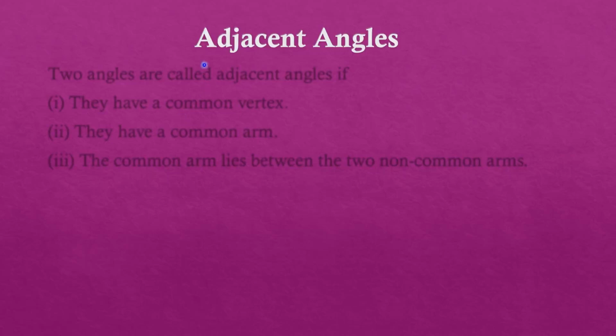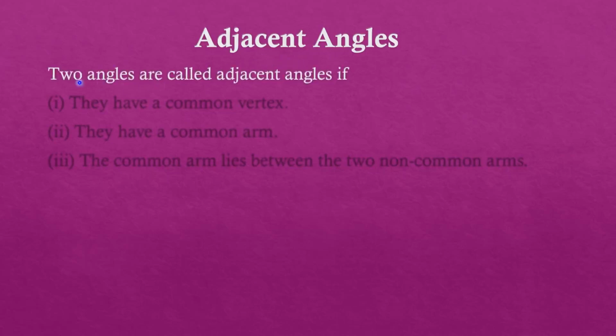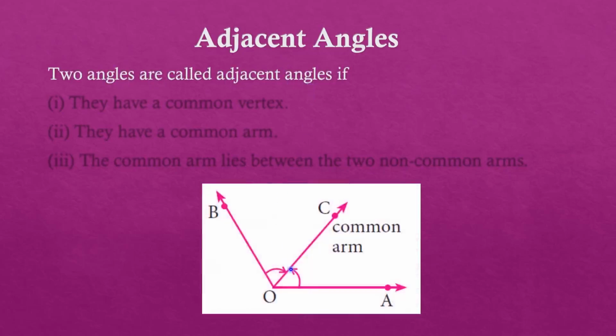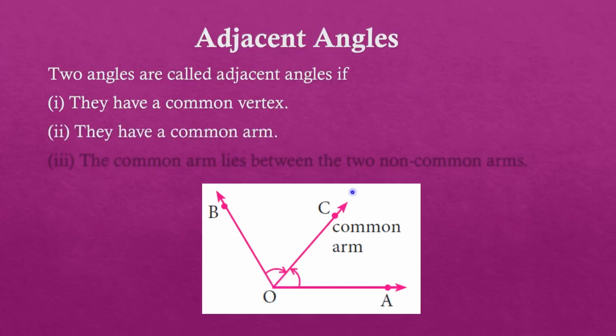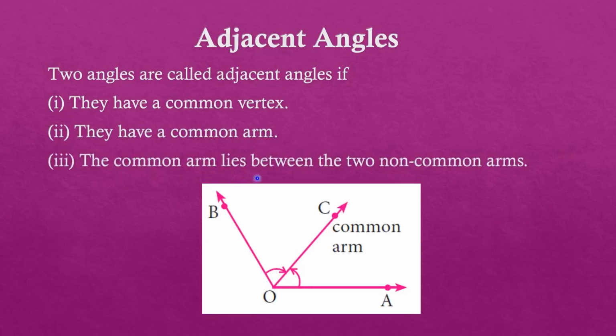Next we are going to see adjacent angles. Adjacent means nearer. That is பக்கத்துல பக்கத்துல இருந்ததுன்னா அந்த angles வந்து adjacent angles ன்னு சொல்லுவாங்க. Two angles are called adjacent angles if, see this, they have a common vertex. Common vertex means this corner point. And they have a common arm. This middle one is called a common arm. The common arm lies between the two non-common arms.